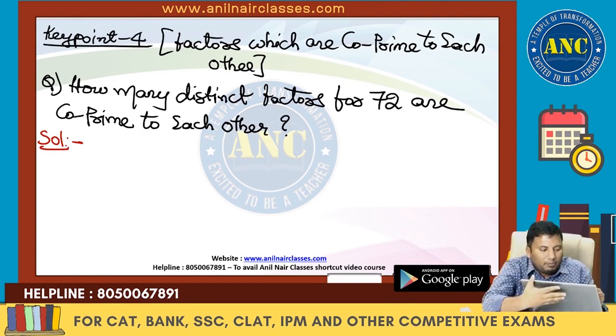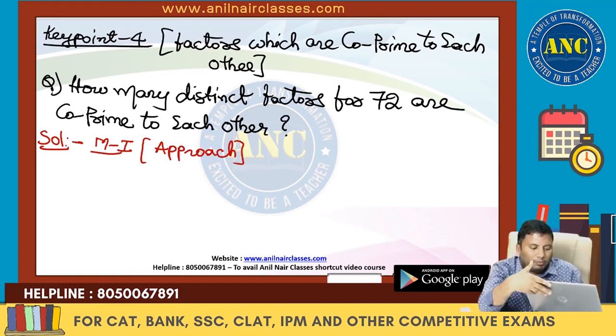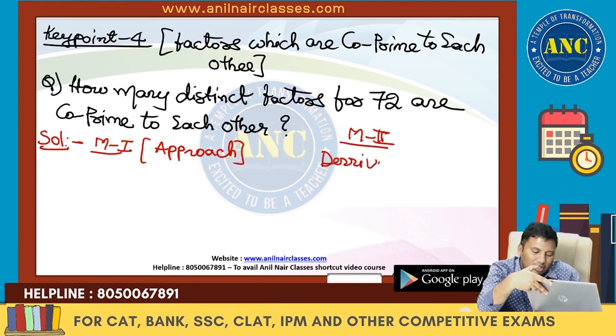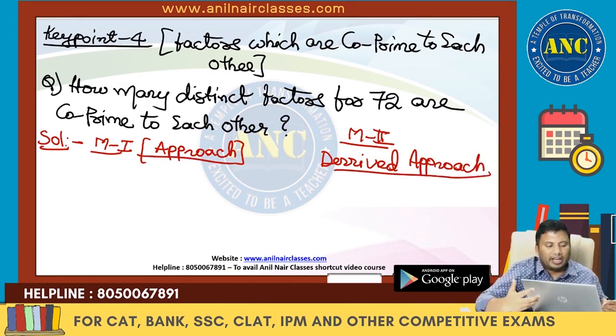Now, method 1 is the generic approach. Method 2 is the derived approach. Method 2 will give you the answer fast.